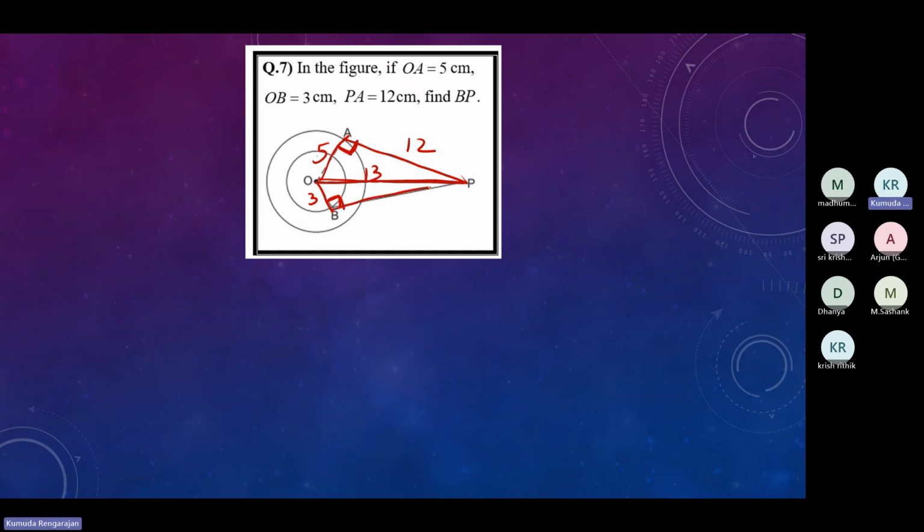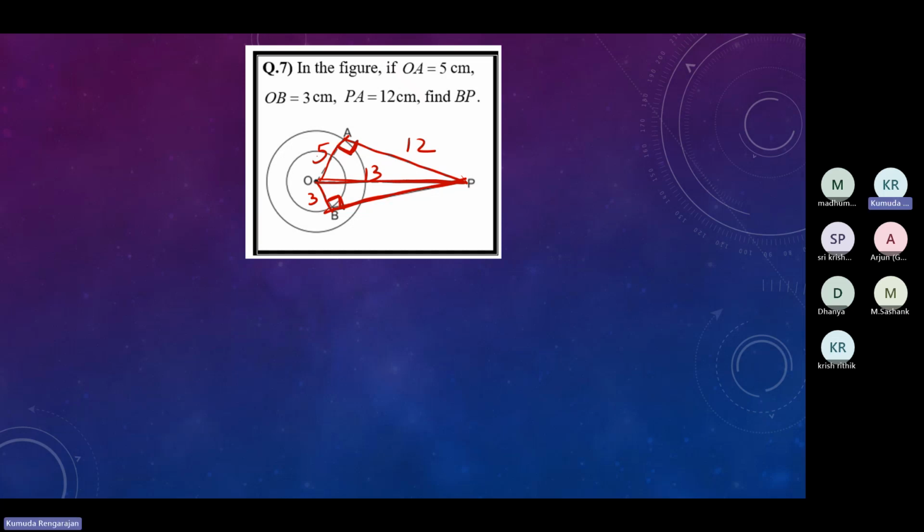Now for BP, this is not the hypotenuse. 13 is the hypotenuse. So find BP. And don't mistake PA equal to PB, because PA is a tangent to the outer circle, but PB is a tangent to the inner circle. So PA is not equal to PB here.